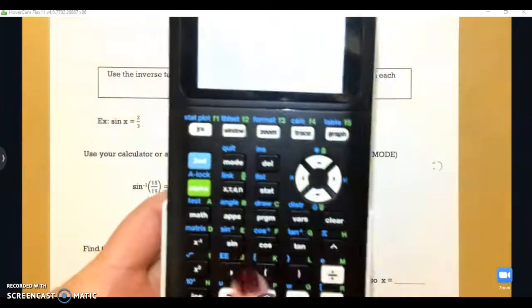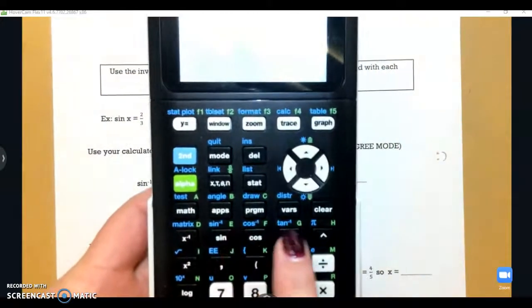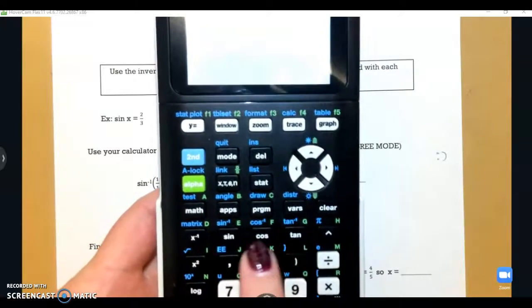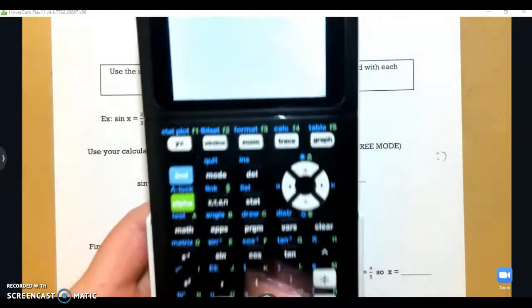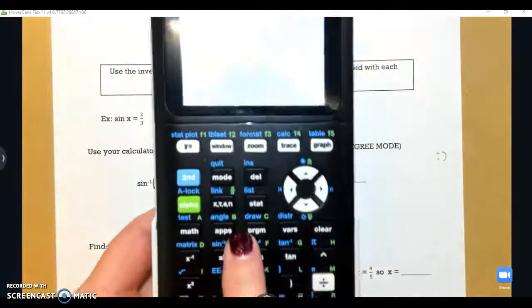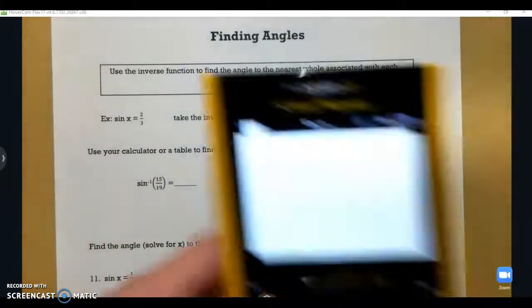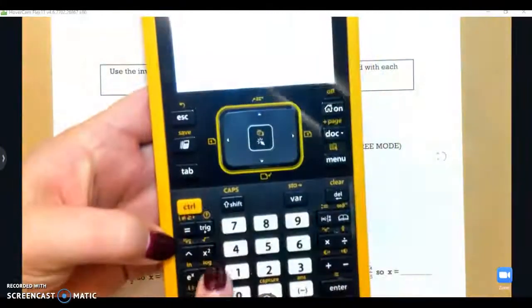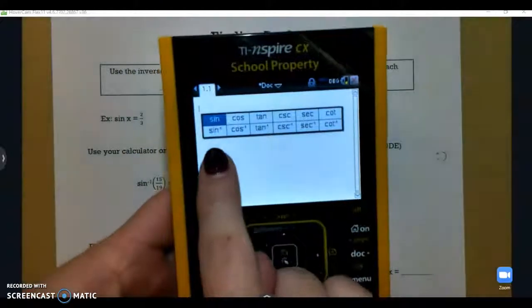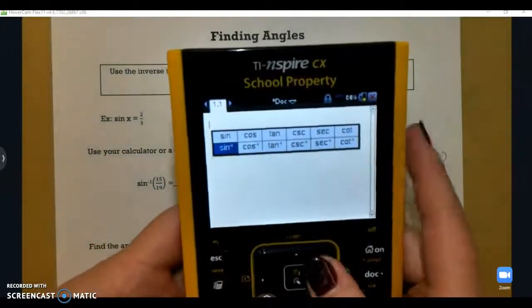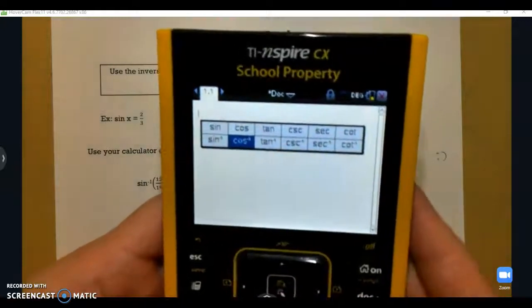So if you are working with an 84, these inverse buttons are above your sine, cosine, and tangent, and you activate those by hitting second and then the sine button for inverse sine or cosine, tangent for inverse. If you're working with the Inspire, when you go to your Trig menu here, your inverse functions are below the original functions. So you can just arrow down and over to whichever one you need.